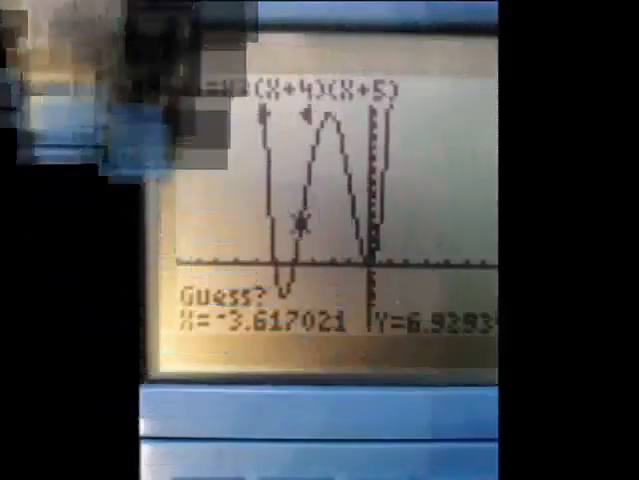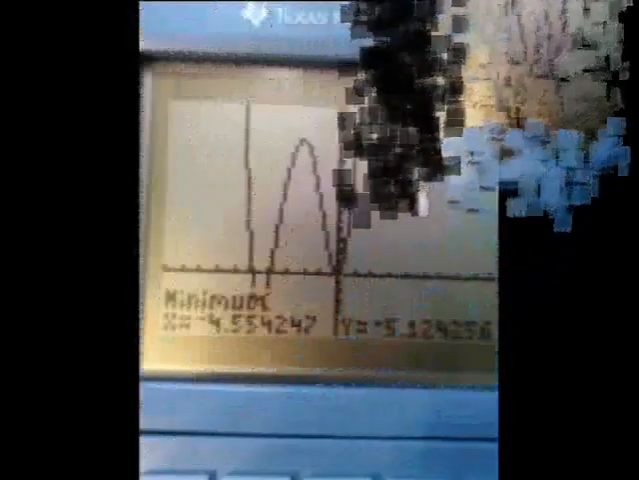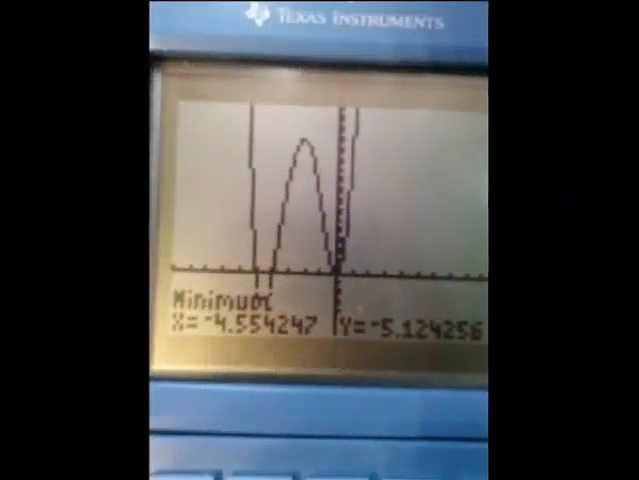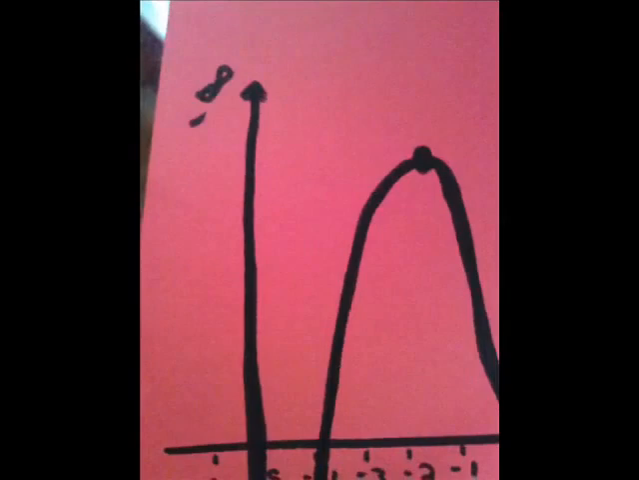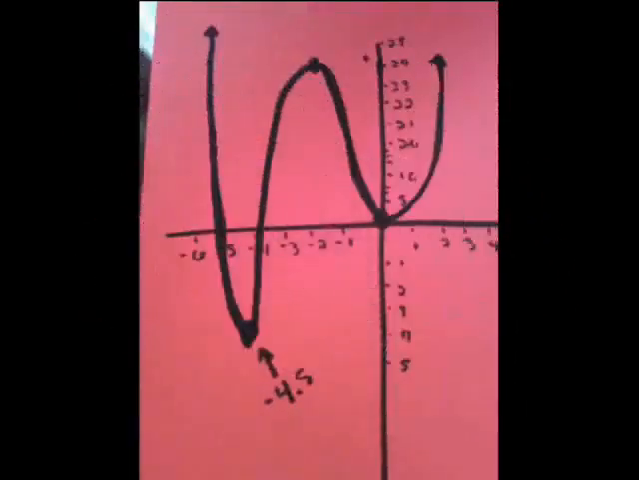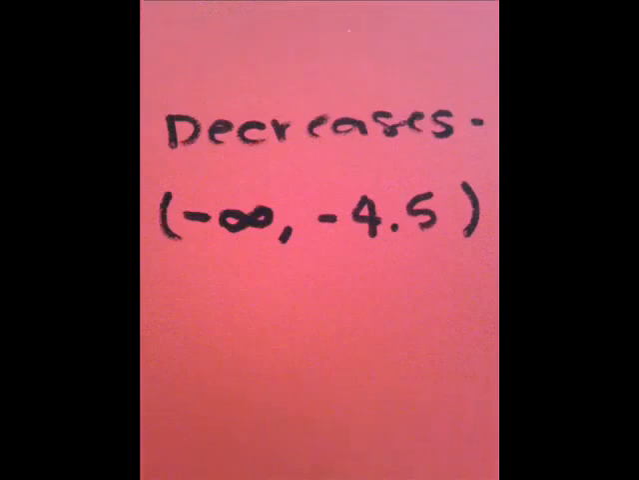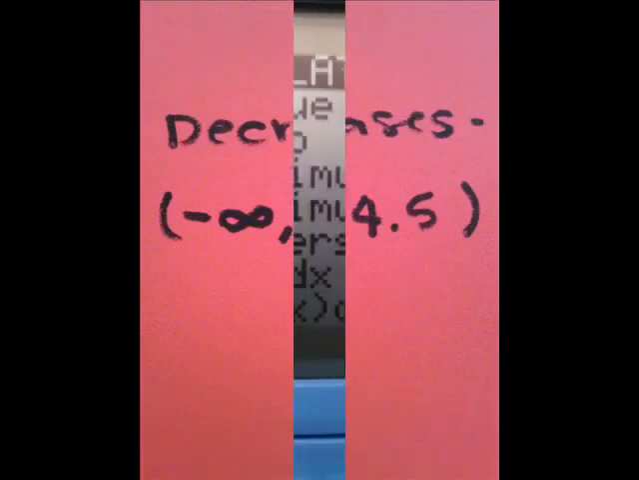It's going to ask you for your left bound, you push enter. The right bound, you push enter again. Guess, press enter, and then it gives you your minimum, which is -4.5 at least. The left side of your graph would be -infinity, and the right side is +infinity. Therefore, your first decreasing point is going to be from -infinity to -4.5.